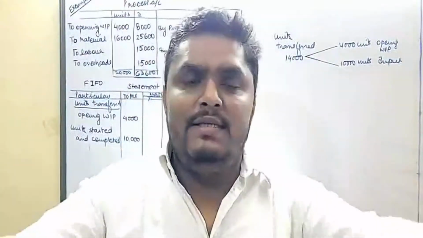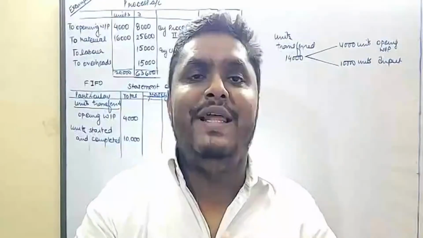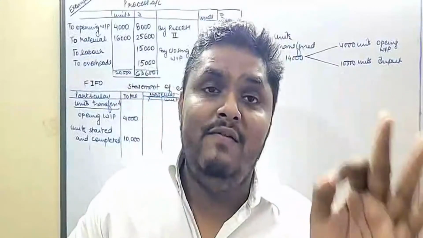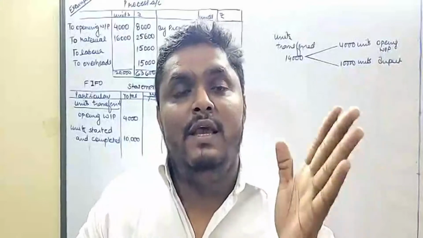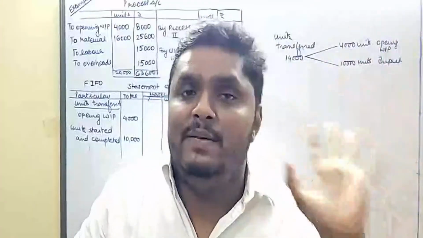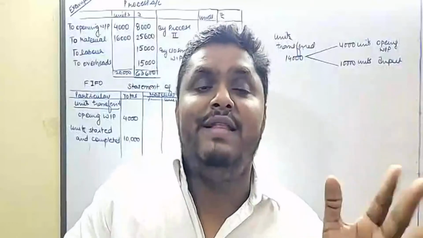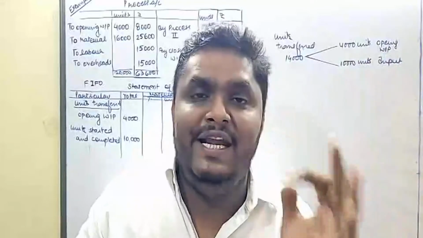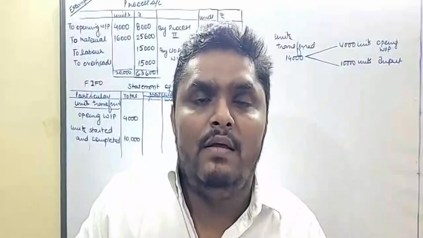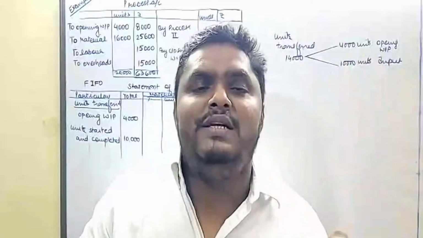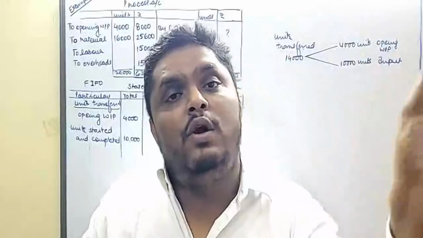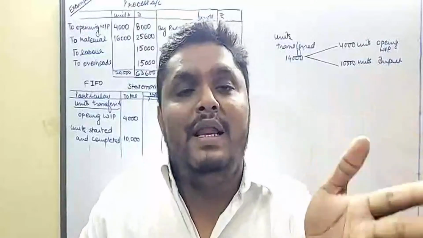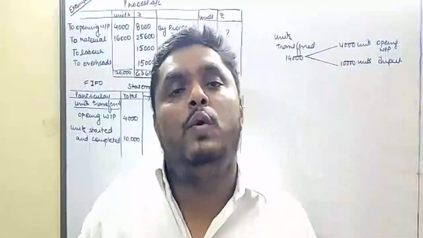Now, very important point, guys. The opening work in progress is 4,000 units. It is given in the question itself that the material work is already done 100%. That is, as far as material is concerned, it is 100% processed. But the work completed last month, that is labor and overheads, is only 25% complete. I repeat again, in the previous month, as far as these 4,000 units are concerned, the material was already put into the process last month itself. But the labor and overhead work was completed only up to 25%.